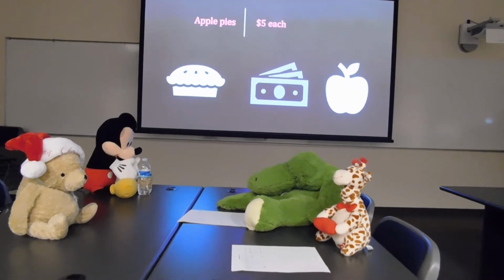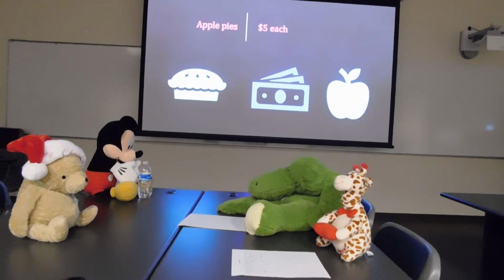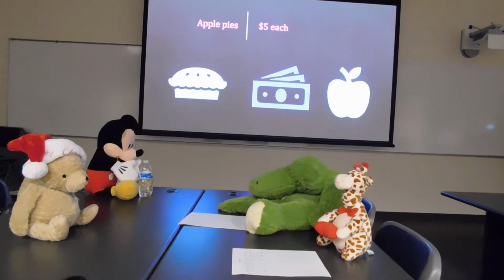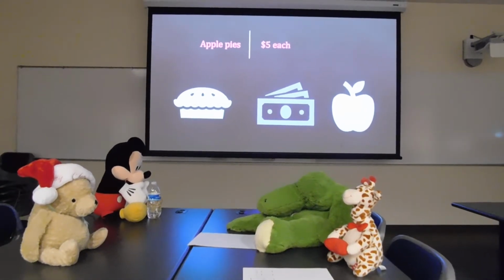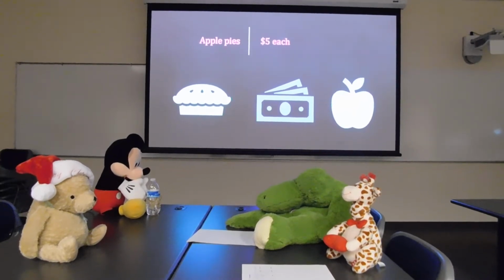Apple pies, $5 each. No matter how many you buy, it will always be in multiples of $5. If you buy 1, it'll be $5. If you buy 10, it'll be $50. But it will always be able to divide it by 5. And that's a proportional relationship.